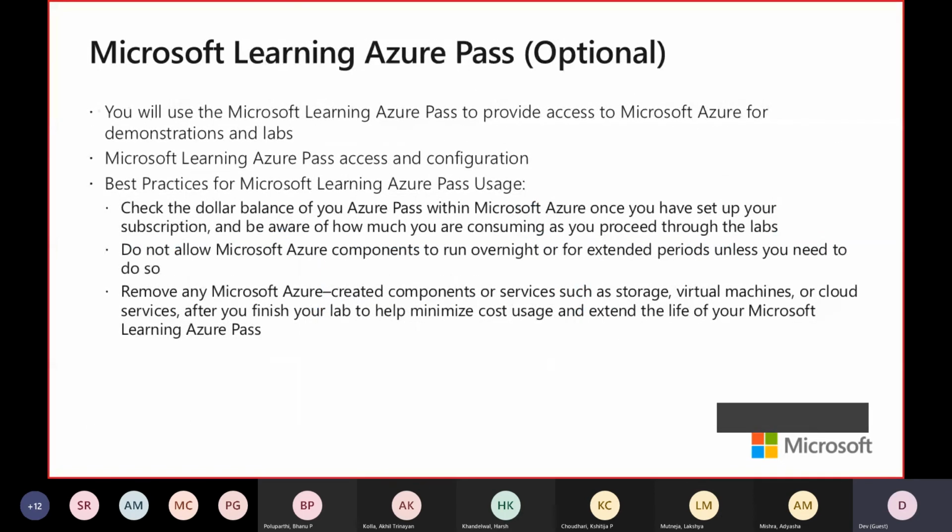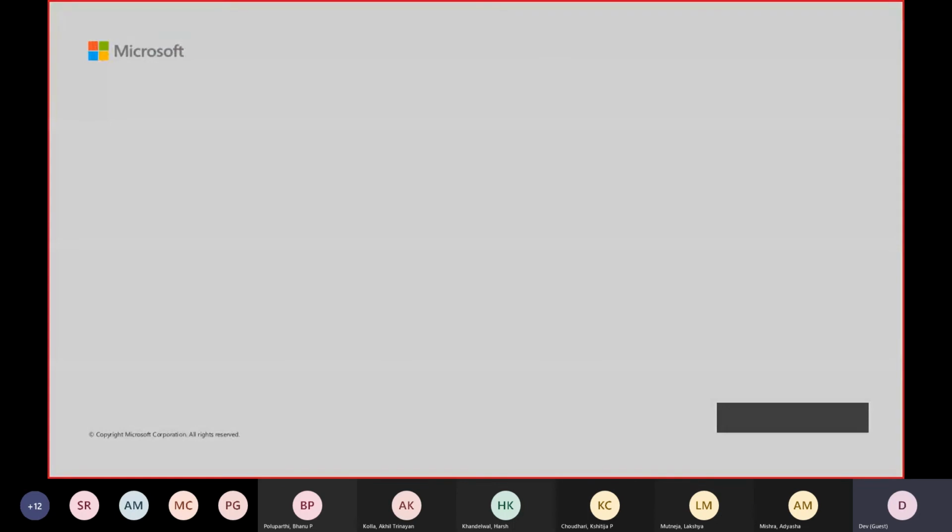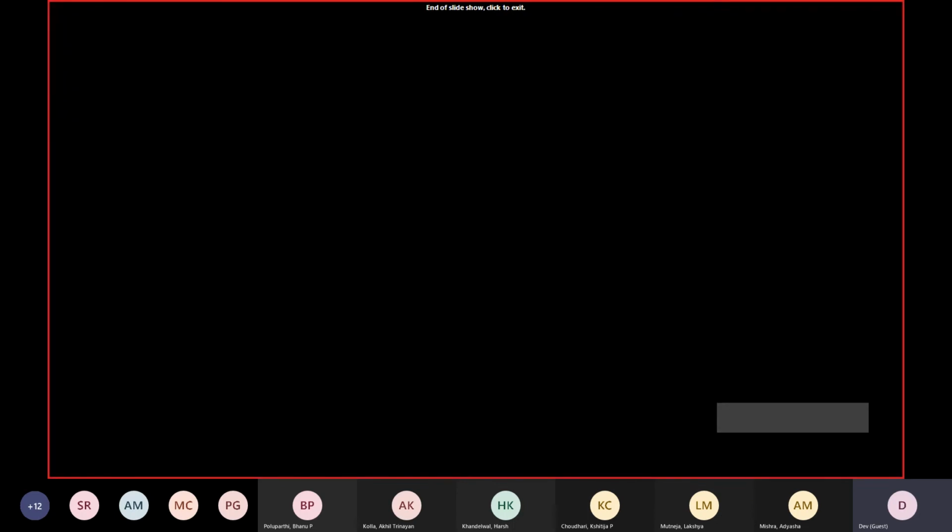Now this is about the passes. Anyway, that is a different thing. So that's about the whole process. Now let us start with the modules.